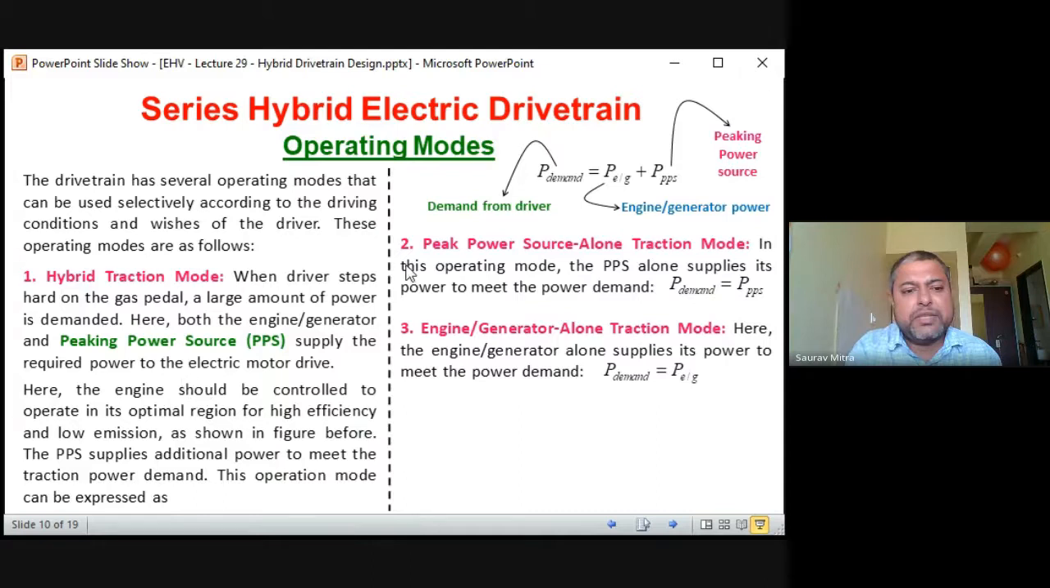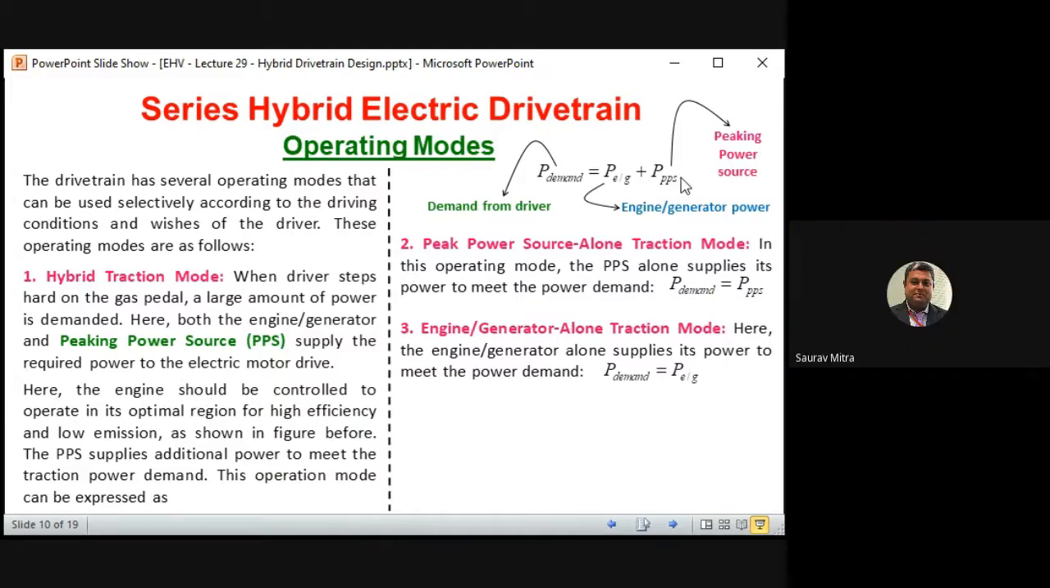So this is the first operating mode where engine, generator, and PPS both are supplying the heavy demand from the driver. Second case, PPS is only fulfilling the demand. In this case, it's not a very heavy demand, but clean energy is required. I told you that maybe your vehicle is passing through some region, maybe a hospital or some special region where air pollution must not be done. So in that case you have to switch your vehicle into total electrical mode. Whatever is in the PPS battery will be giving the energy to the motor to drive.